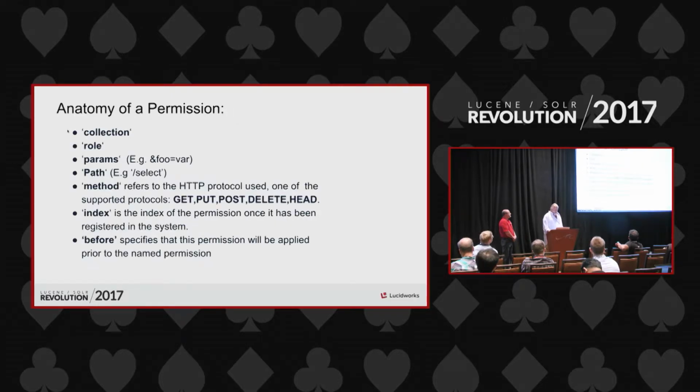An anatomy of permissions. These are the attributes. The collection would be the name of a collection. The role, the defined role. The params, e.g. foo equals bar, the key value pairs in a query string, right? The path, e.g. select, update, any path. Method, the protocols used. You should note that get, put, post, delete, head are the ones that you want to use. Options, patch, things like that won't be accepted, okay? So you're limited to these protocols.